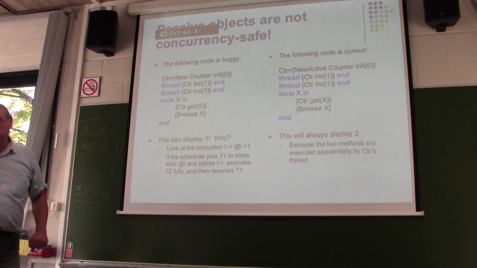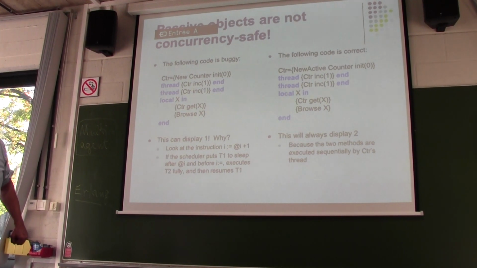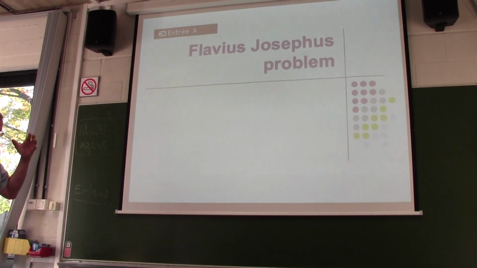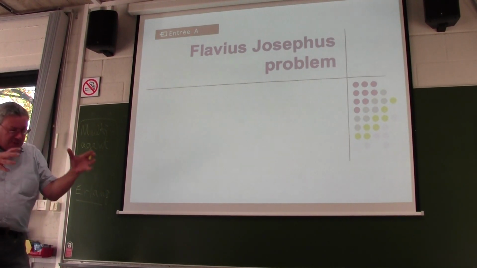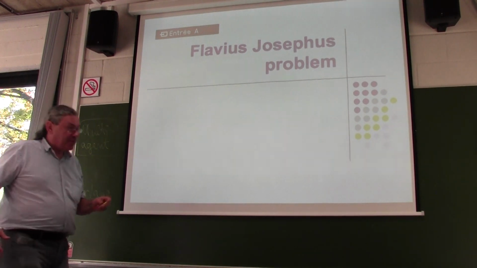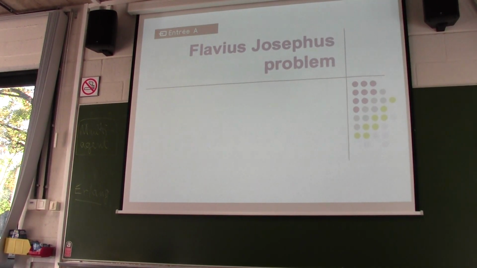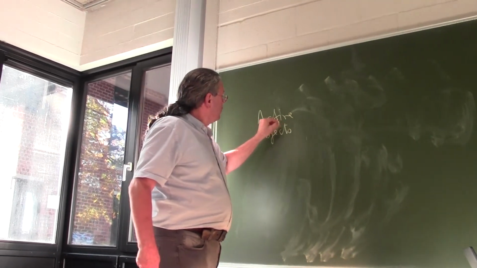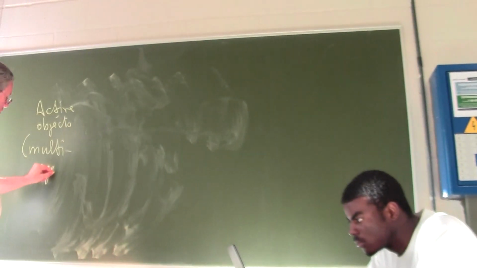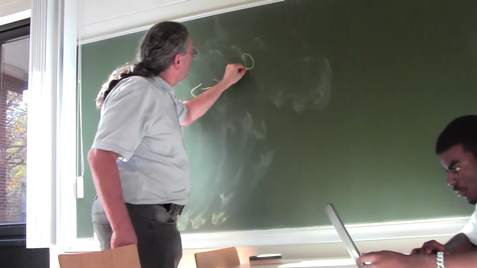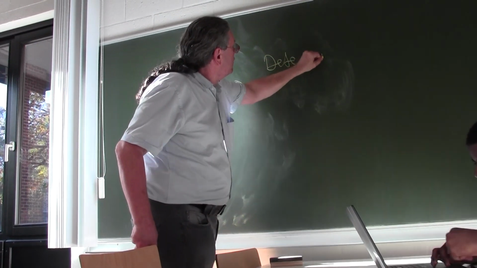Okay, so that's the refresher on active objects. Now I want to compare active objects with deterministic data flow. So let me say here, I want to compare active objects, multi-agent programming. I want you to get a good idea how it compares with what we saw before, the declarative, deterministic data flow.